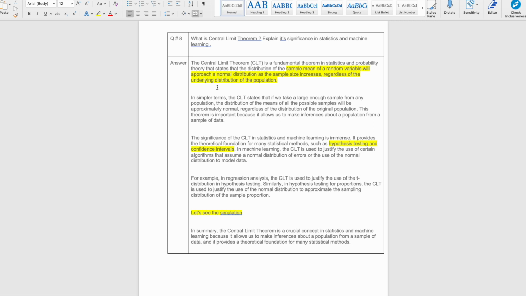So friends, let's see the third question. What is the central limit theorem? Explain its significance in statistics and machine learning. Now, this is also a very fundamental question which you can expect in any interview.